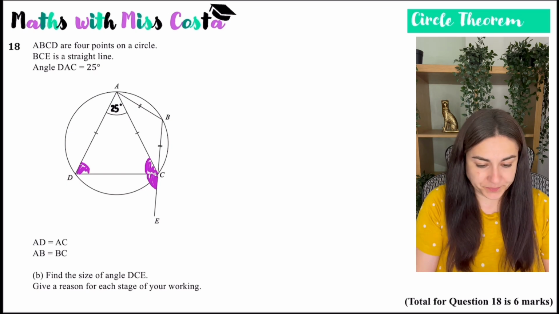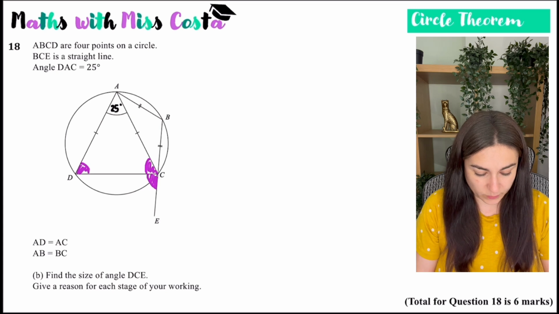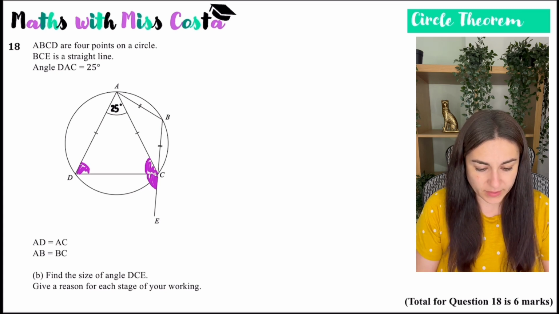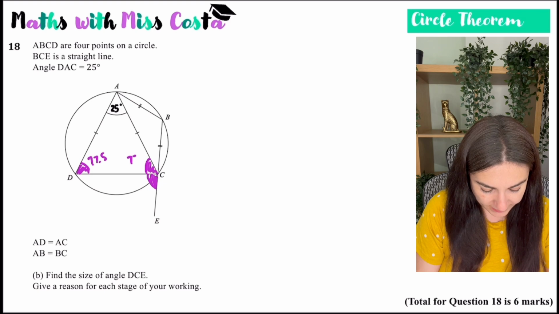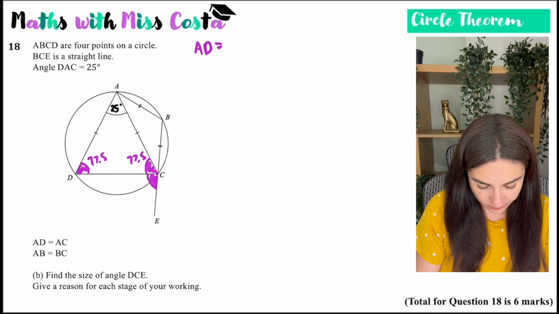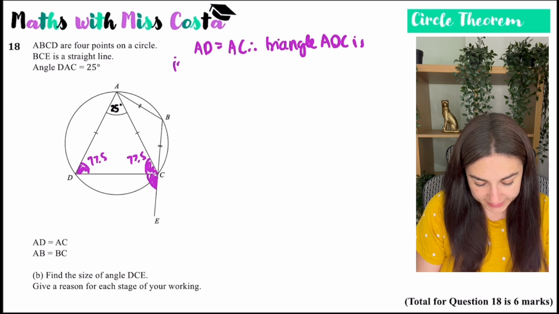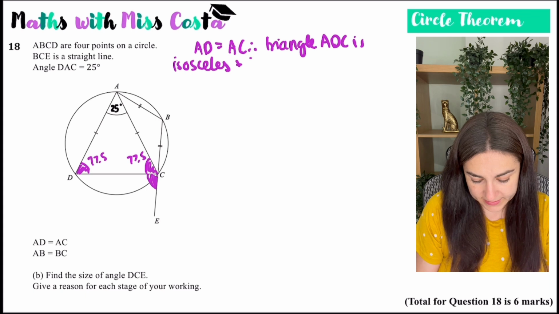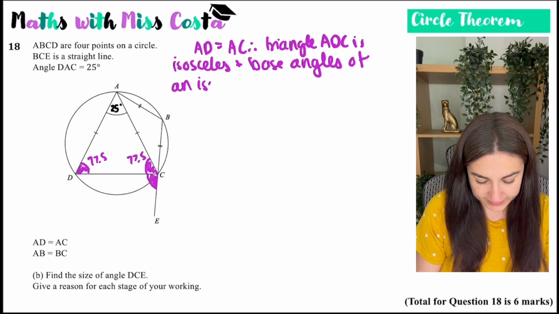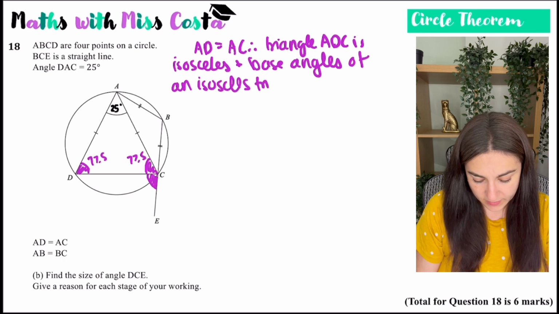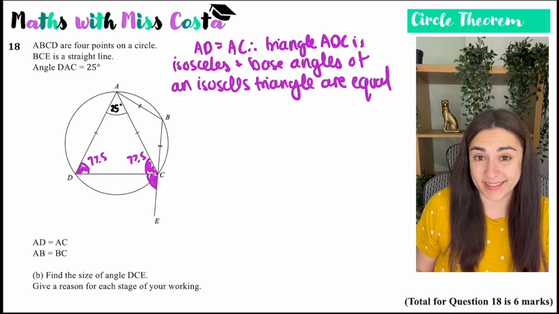So 180, take 25 is 155, divided by 2 is 77.5. And the reason I've done this is because AD equals AC, therefore triangle ADC is isosceles, and base angles of an isosceles triangle are equal. So it wants reasons, so that would be my reason.